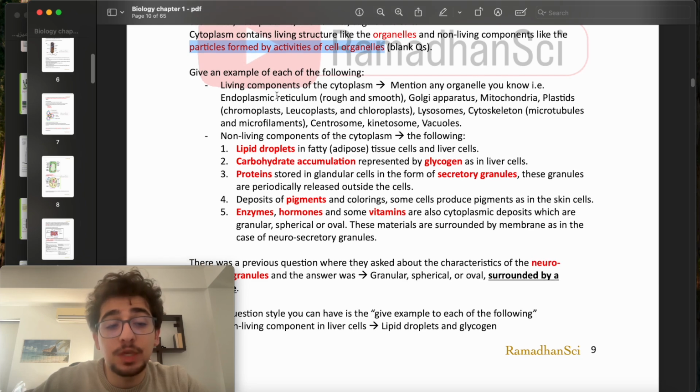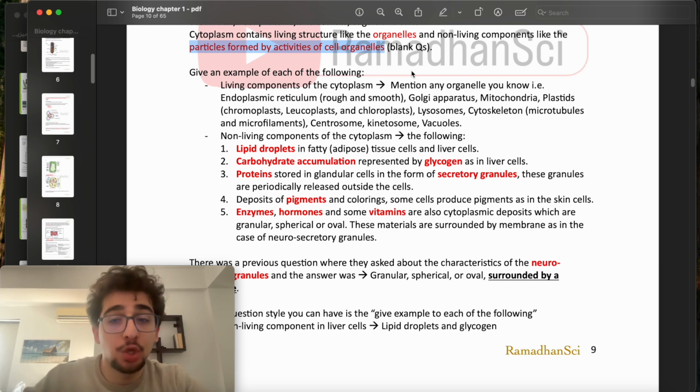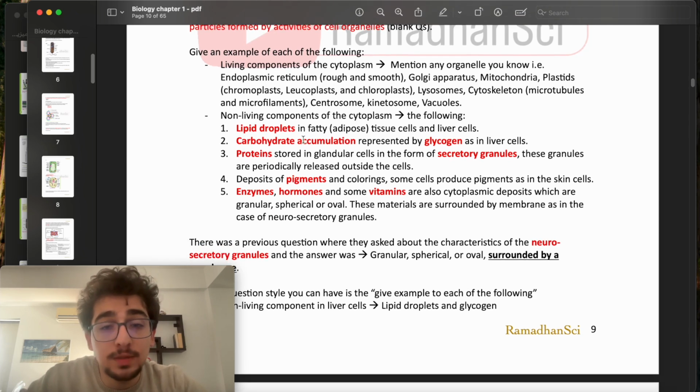If they give you a question where they say, give an example for each of the following, and they tell you a living component of the cytoplasm, here you can mention any organelle you know: endoplasmic reticulum, Golgi apparatus, mitochondria, plastids, vacuoles, kinetosome, etc. Anything will be correct.